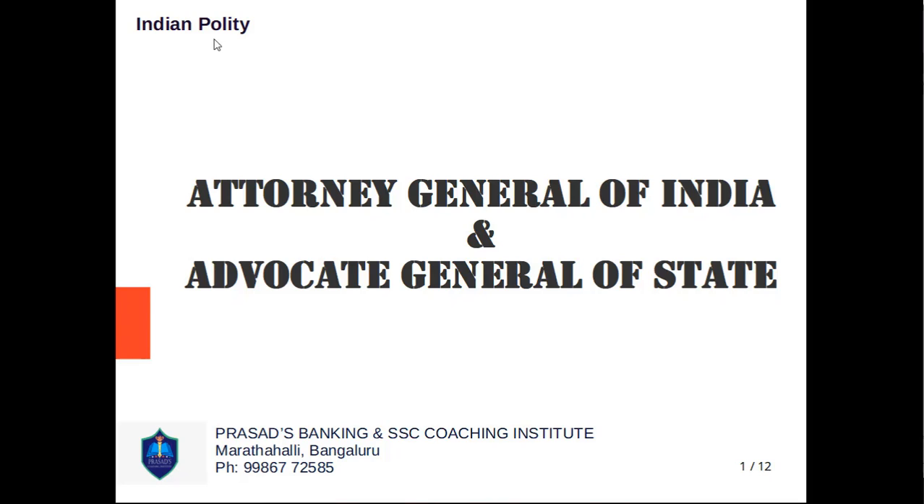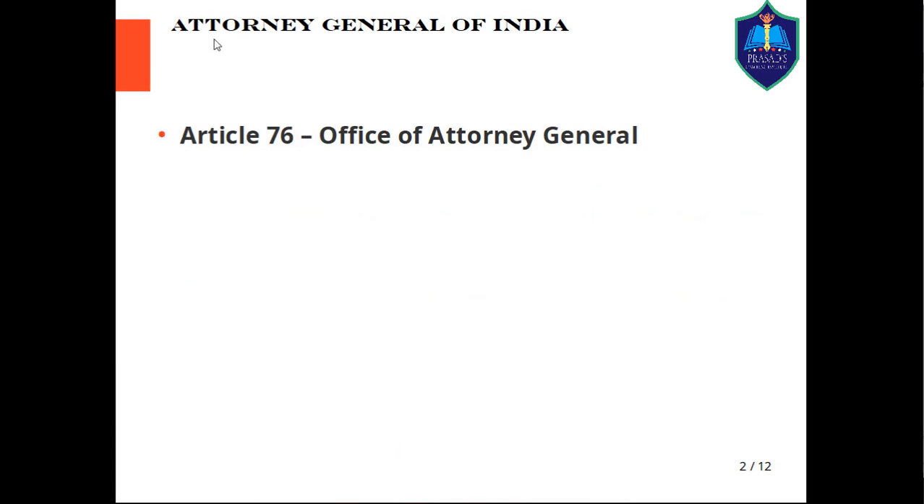I am Aparna and in this video we will learn about the Attorney General of India and Advocate General of State. Attorney General of India is the highest law officer of the Union. Similarly, Advocate General is the highest law officer of the state. They share the same duties and responsibilities, one at the center, one at the state level. Let's start with the Attorney General first.